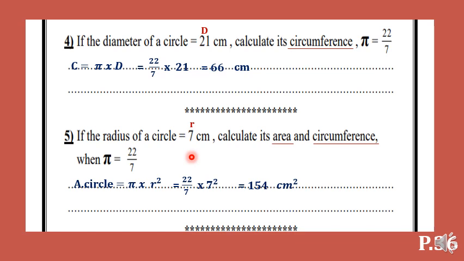Now, let's find the circumference. The rule of the circumference given the radius is C equal 2 times pi times r. 2 times 22 over 7 times 7 equals 44 centimeter.